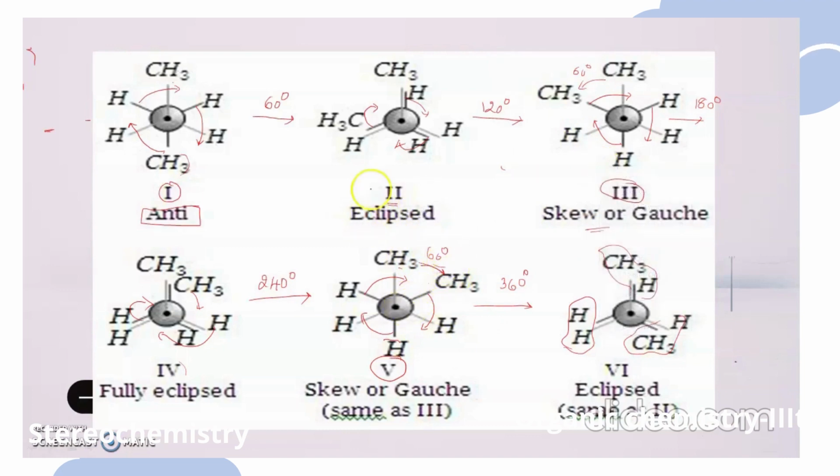And if you see here, in structure number 2 and structure number 6, a methyl group and a hydrogen are closely packed to each other. They are closely packed to each other in structures 2 and 6. Which groups are closely packed? One bulky group, that is the methyl group, and one hydrogen. Here also one bulky group, methyl, and one hydrogen are closely packed to each other. Such conformers are said to be eclipsed conformers.